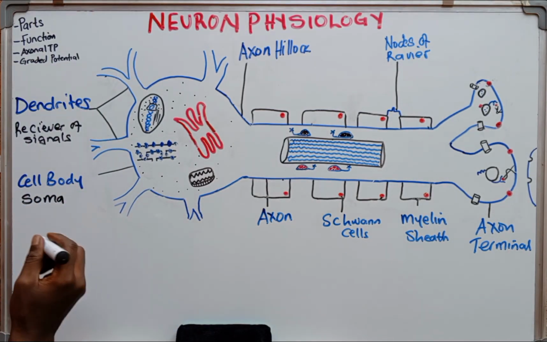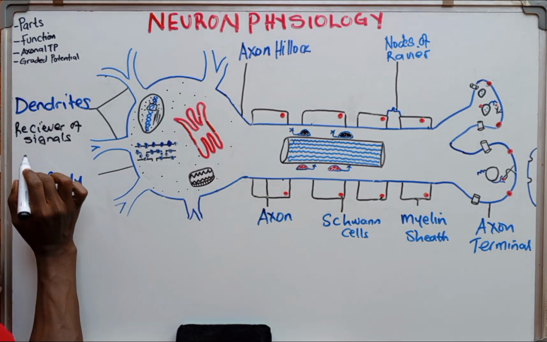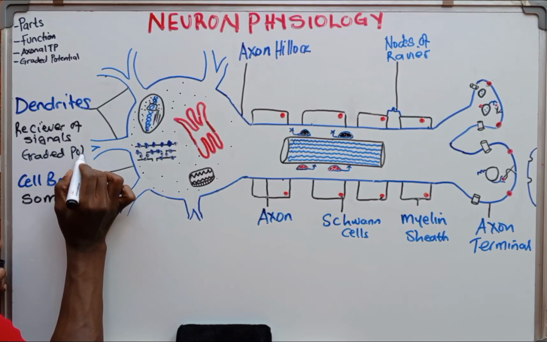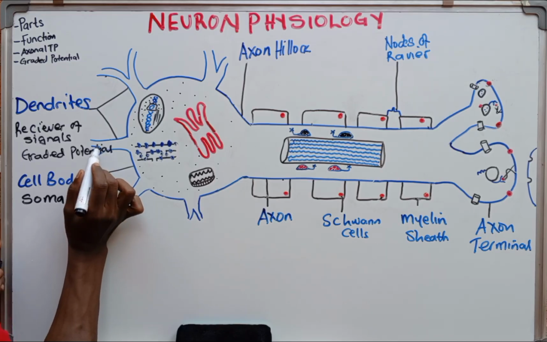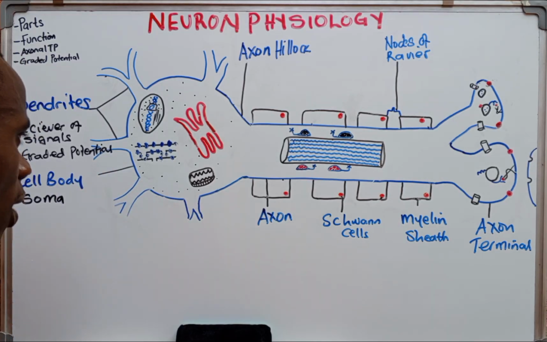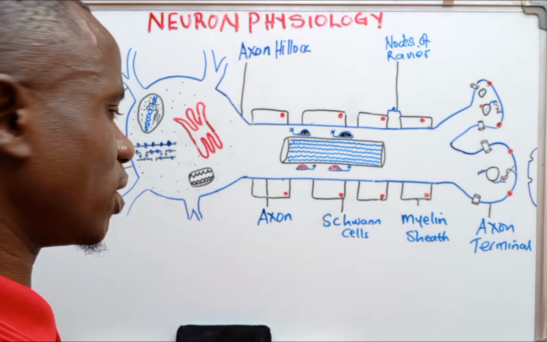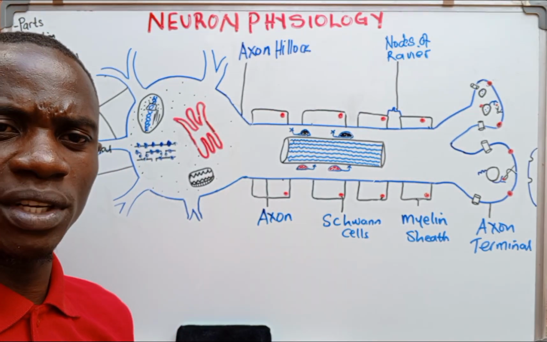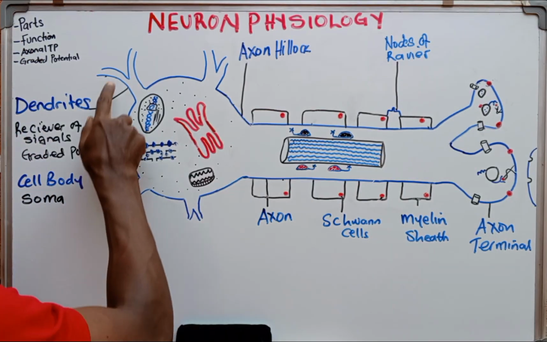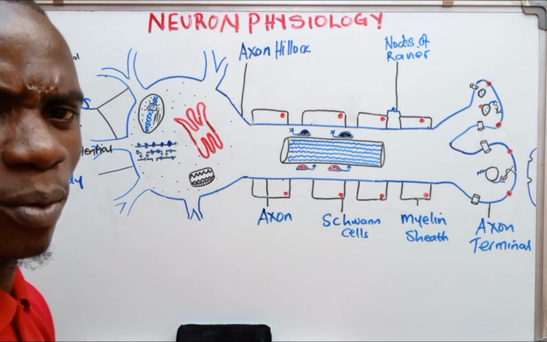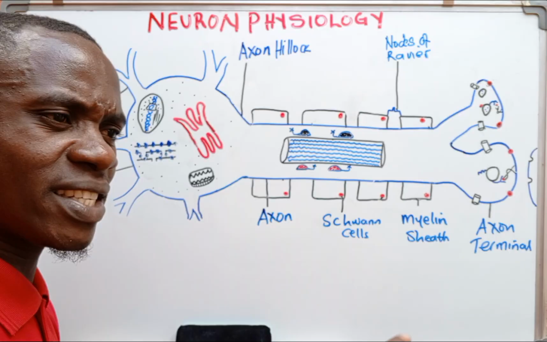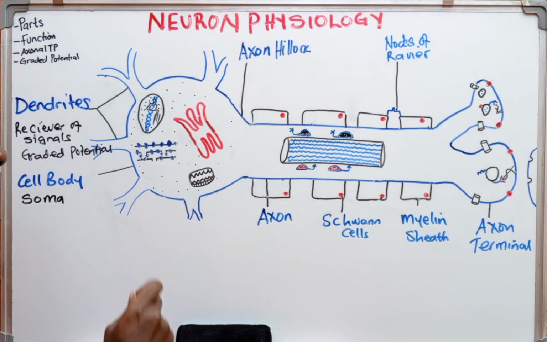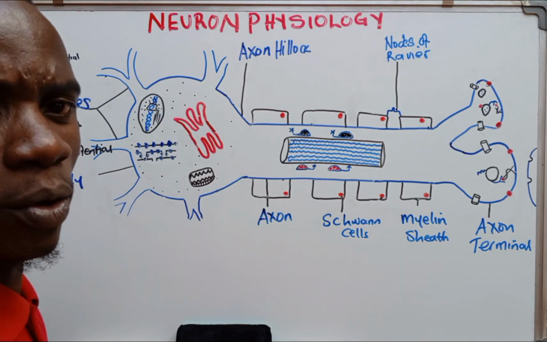These dendrites play a role in the generation of what we call the graded potential. Now, we first need to know what graded potential is. Graded potential is that localized potential difference which is generated on the dendrites and also on the cell body membrane. That localized potential difference is what we call the graded potential.